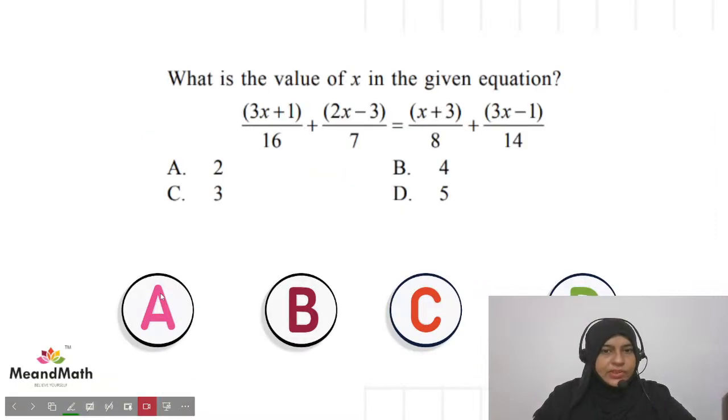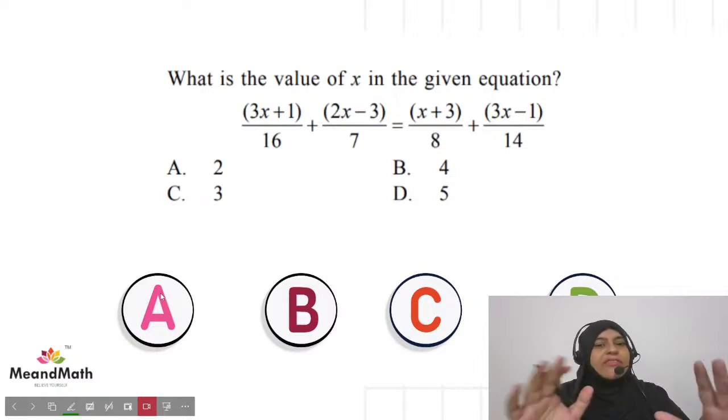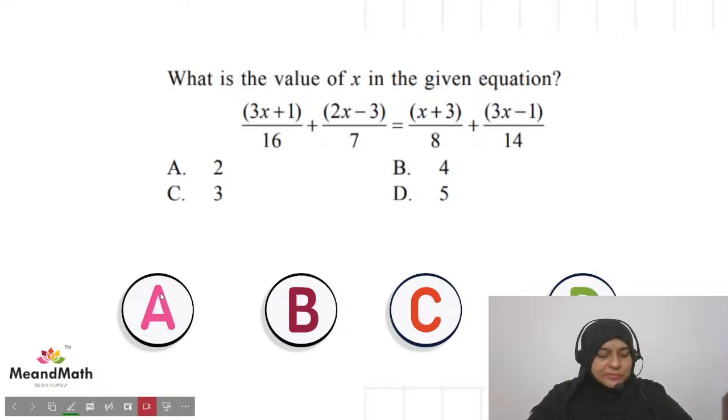Now, let's try to solve this question. It's a simple one. You only need to solve it and find the value of x. Try to solve it, Ritik, Sidra, Ahmad. I'm waiting for your answers.